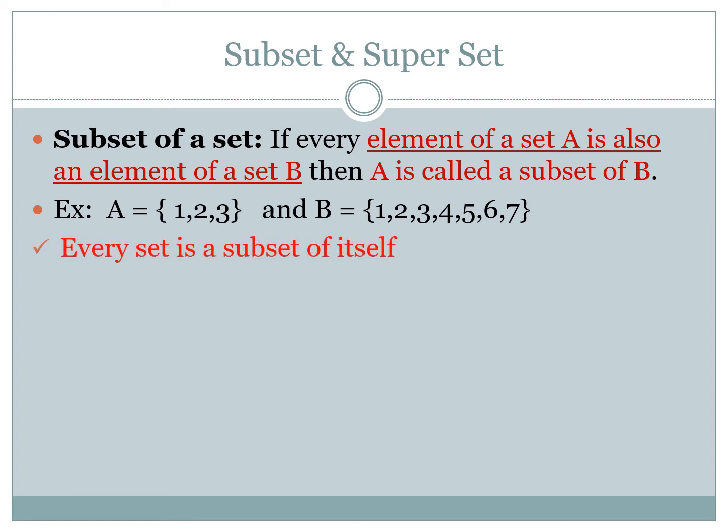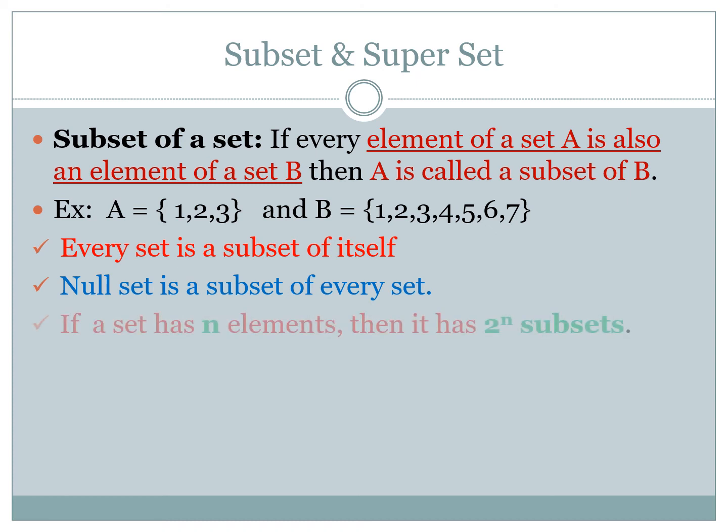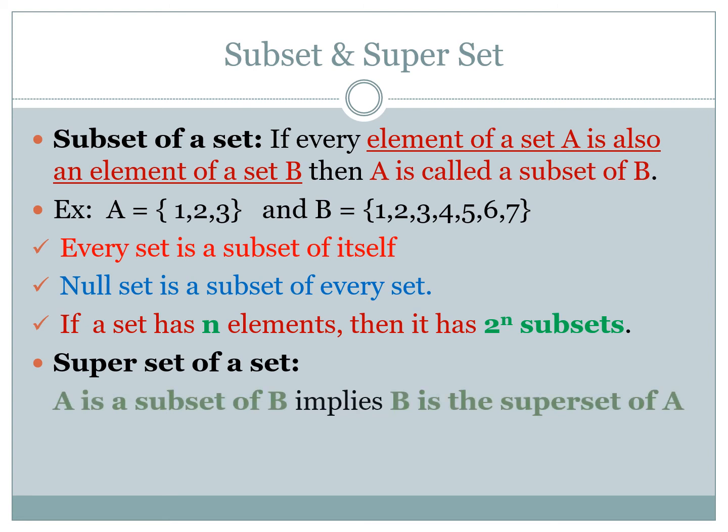Few properties of subset are: every set is a subset of itself. Null set is a subset of every set. If a set has n elements, then it has 2 raised to n subsets. Superset. If A is a subset of B, then B is the superset of A.